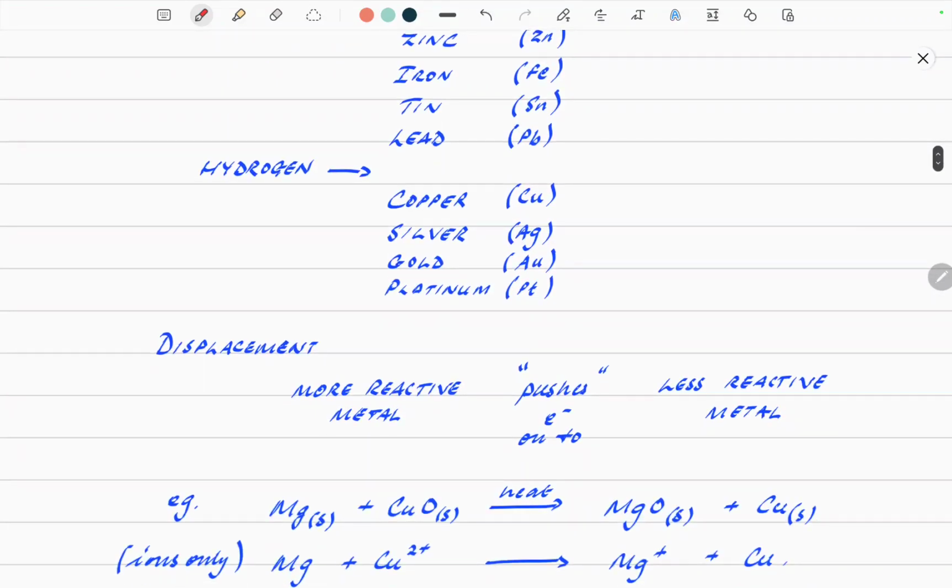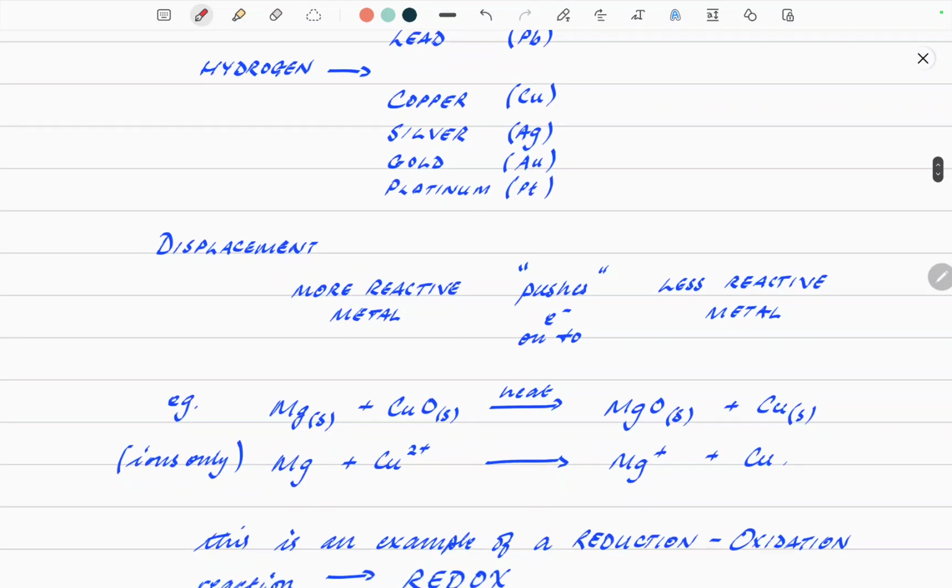Okay, now we come on to displacement. When you have 2 metals in a reaction, the more reactive metal pushes electrons onto the less reactive metal. That is the base principle of displacement.